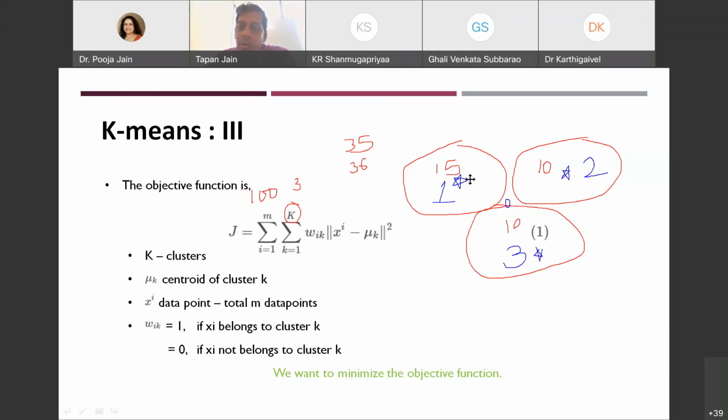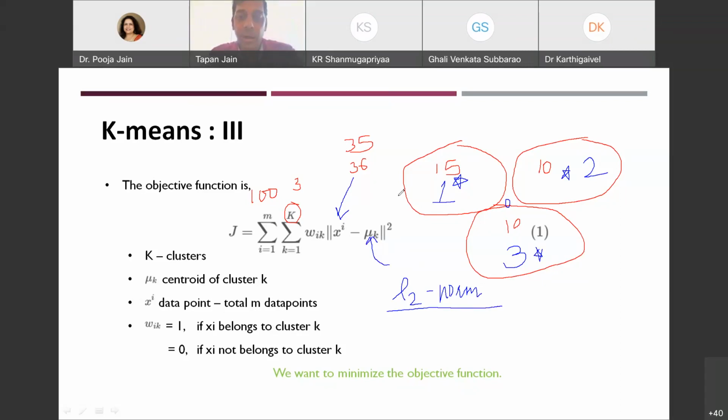When you combine this data point, maybe the centroid is here. So I need to calculate the distance from each centroid. Mu k is what? Centroid of the cluster. So mu 1 is centroid of cluster 1, mu 2 is centroid of cluster 2, mu 3 is centroid of cluster 3. x3 means my 36th point. The double line shows the L2 norm. L2 norm always means the Euclidean distance. When you read a research paper, instead of Euclidean distance, they write L2 norm.